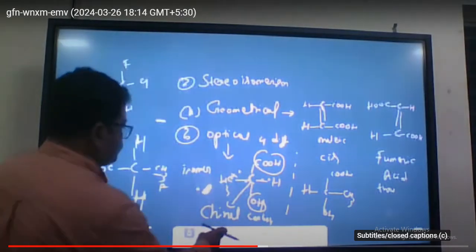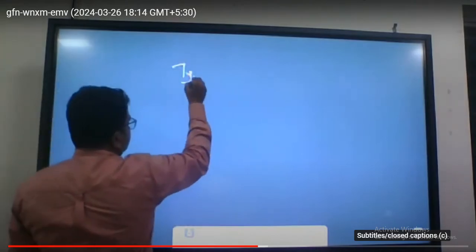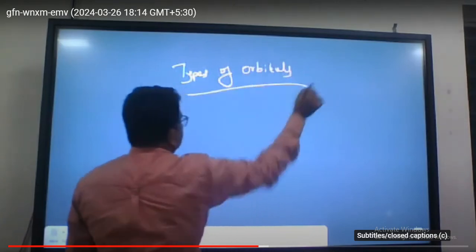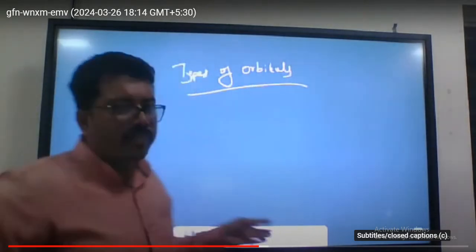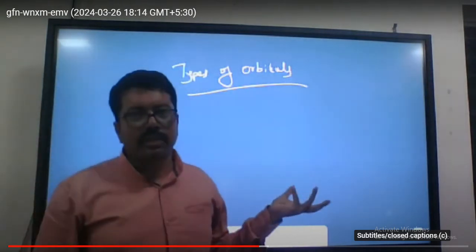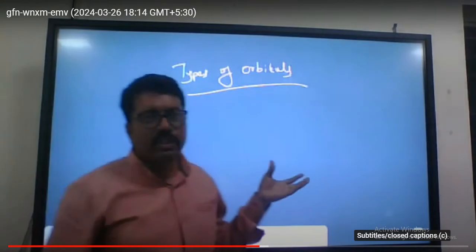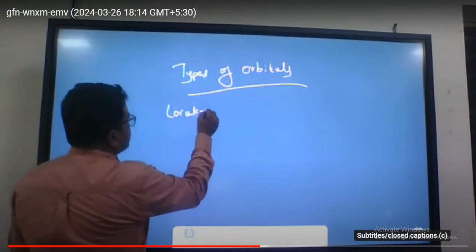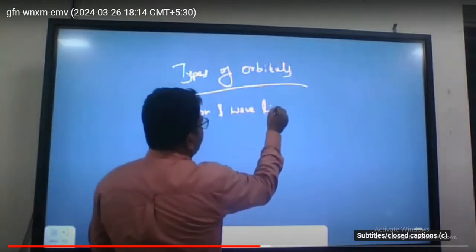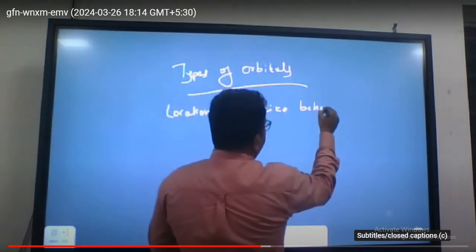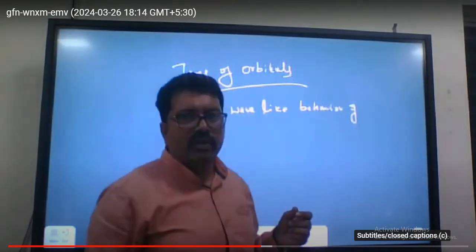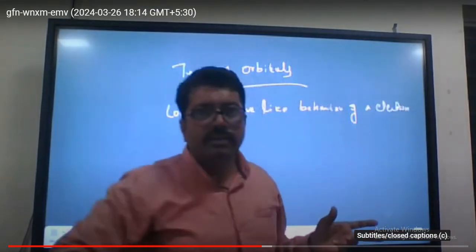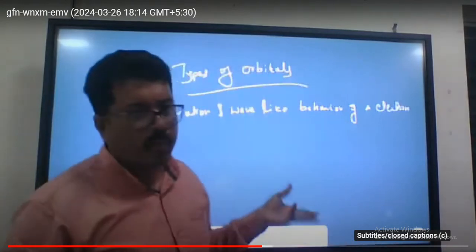Next, the types of orbitals. According to atomic theory and quantum mechanics, an atomic orbital is a mathematical function describing the location and wavelength behavior of an electron in an atom. This function can be used to calculate the probability of finding an electron.